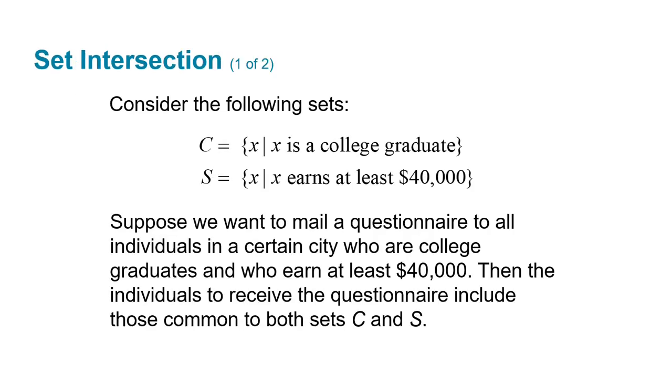Consider the following sets. C is equal to {x such that x is a college graduate}. S equals {x such that x earns at least $40,000}. Suppose we want to mail a questionnaire to all individuals in a certain city who are college graduates and who earn at least $40,000. Then the individuals to receive the questionnaire include those common to both sets C and S.